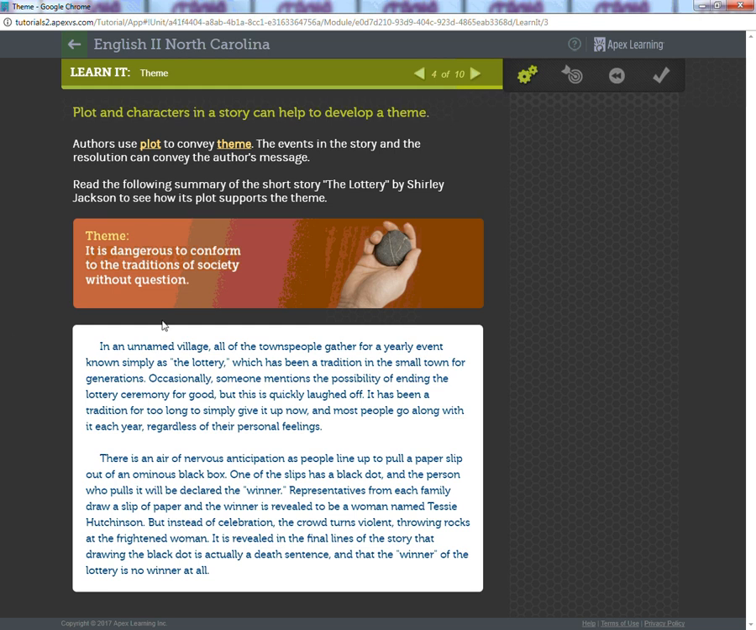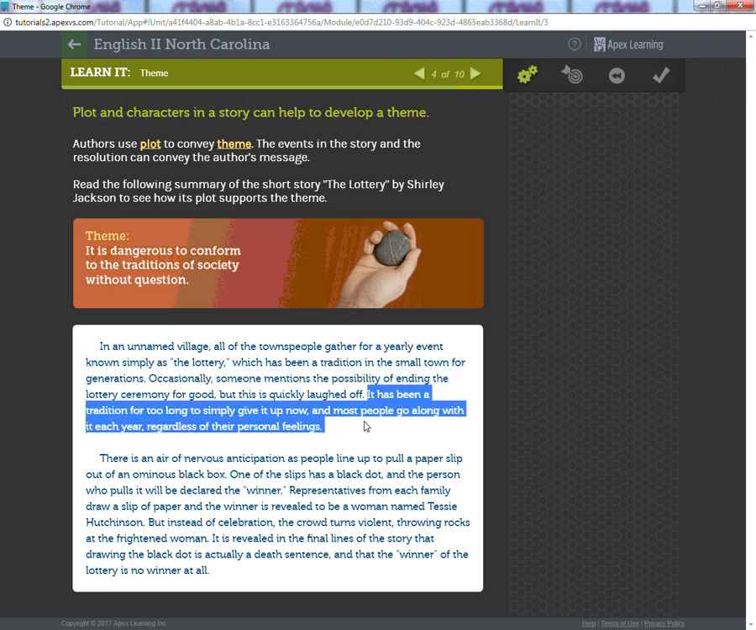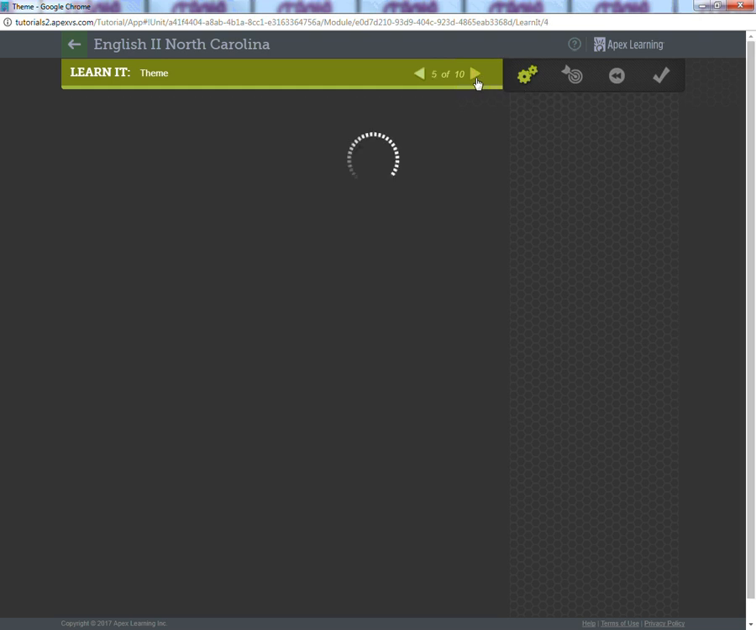So first thing I noticed, a piece of evidence that supports this theme, is occasionally someone mentions the possibility of ending the lottery for good, but it is quickly laughed off. Here's another plot element that supports. It's been a tradition for too long to simply give it up now. Most people go along with it each year regardless of their personal feelings. So there are two lines within the first paragraph that support this insight into life that the author, Shirley Jackson, is giving you.